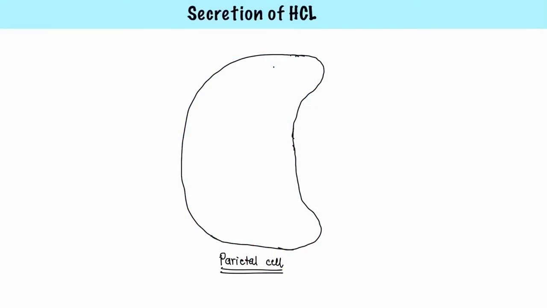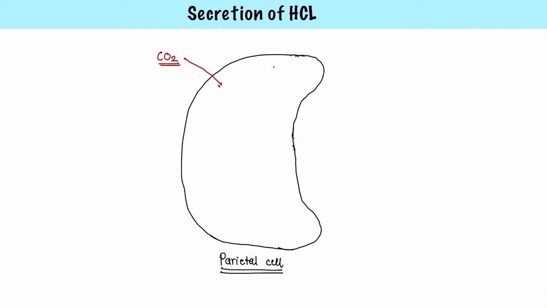In this video, we are going to talk about regulation of gastric secretion. To understand the regulation of gastric secretion, first we have to learn about secretion of HCl in the stomach. To start, carbon dioxide is derived from metabolic activities of the parietal cell.